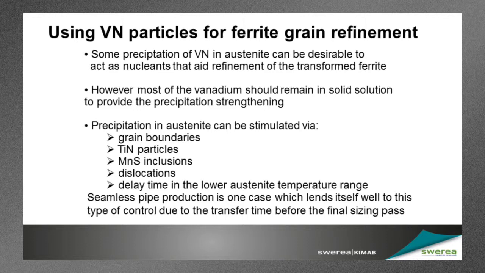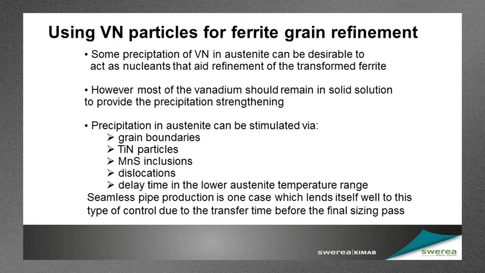Dislocations can also act to nucleate vanadium nitride, so some deformation at the lower temperatures in the austenite range should be beneficial. And the other thing is, if we can have a waiting period while the steel is in this lower austenite temperature range, then that will provide more time for the vanadium nitride precipitates to form, and then they can be used during the subsequent cooling thereafter.